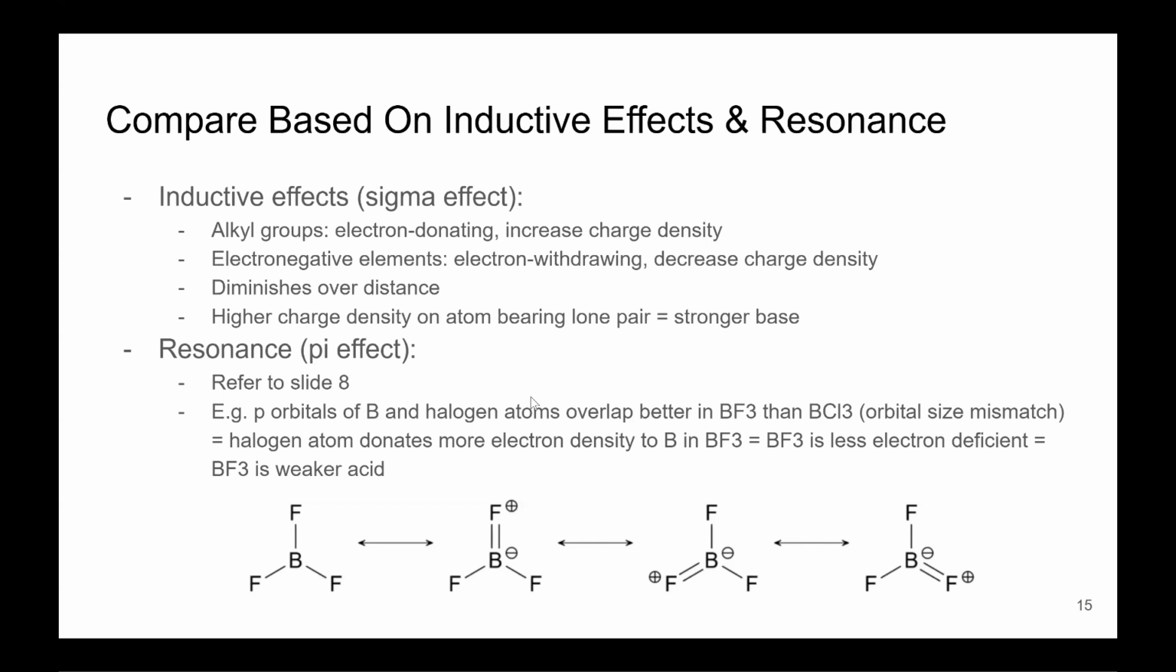So here the halogen atom donates more electron density to B in BF3 through the resonance effect, and BF3 will be less electron deficient and a weaker acid. So it's less likely to accept a lone pair of electrons from a Lewis base. This might be contradictory to what we might deduce based on inductive effects, because F is more electronegative than Cl, so we would expect F to pull more electron density away from B, making it more electron deficient. However, that is not the case because here the resonance effect is stronger.